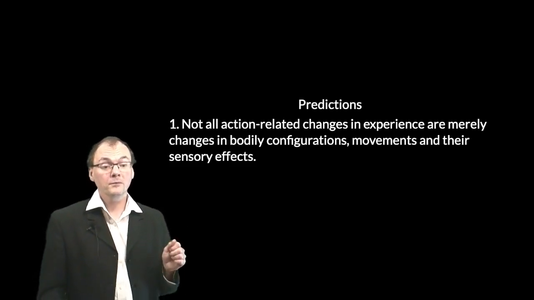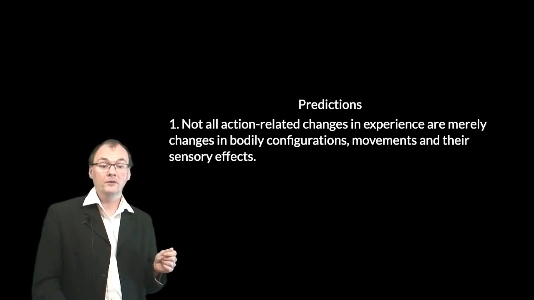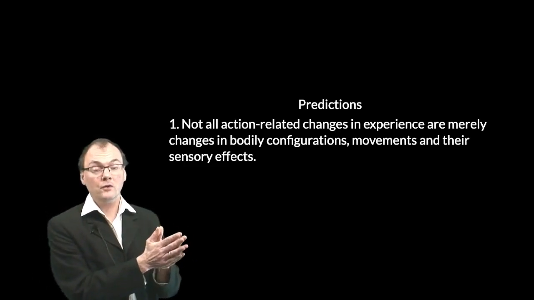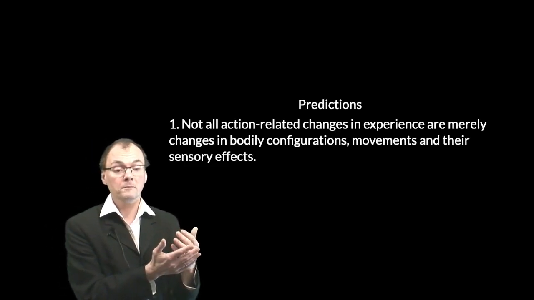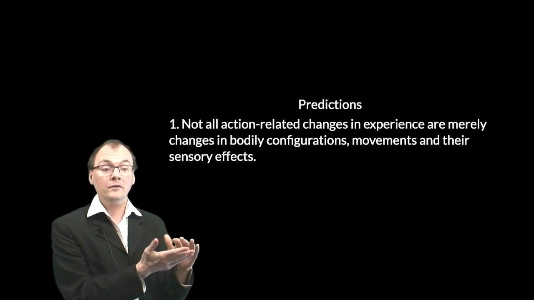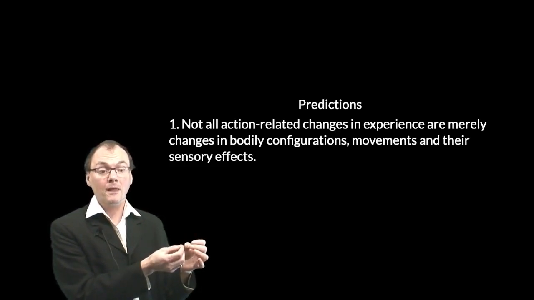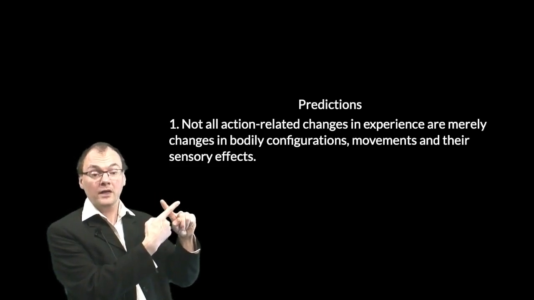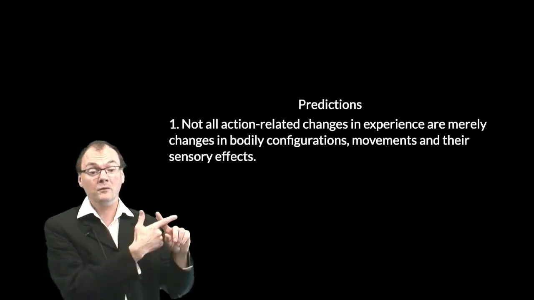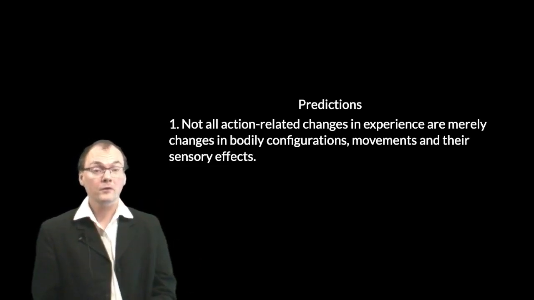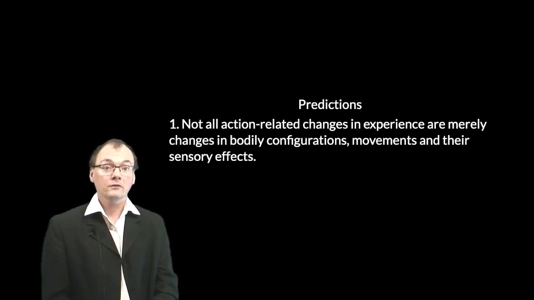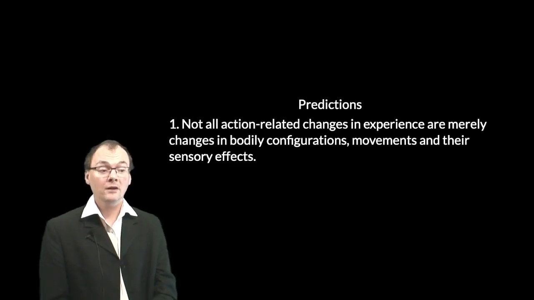So here are two predictions. The first prediction is that we should find that not all action-related changes in experience are merely changes in bodily configurations, movements, and their sensory effects. If we were able to make differences to the goals, perhaps using something like the McGurk effect or another phenomenon, while keeping the bodily configurations, movements, and sensory effects constant, what we should find is some change in experience that is not explained by changes in bodily configurations, movements, or sensory effects, but rather by changes in goals, and conversely. Ideally, changes in goals that could be represented motorically. If that prediction was confirmed, we would not yet be willing to accept the action index conjecture, but we would be getting closer.